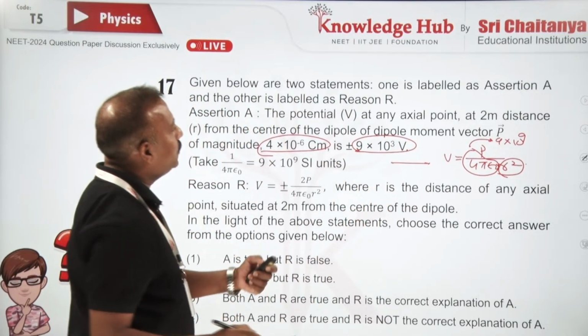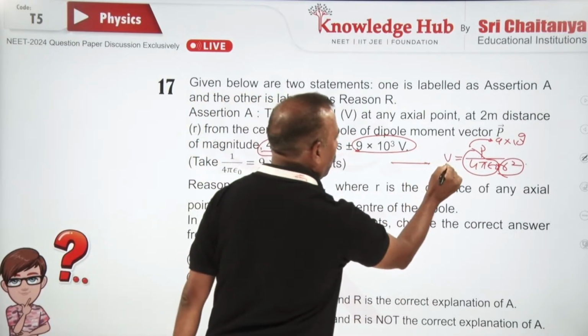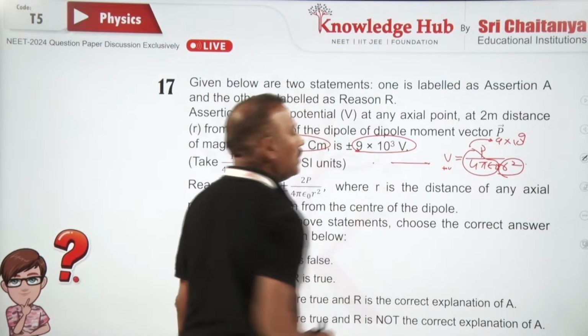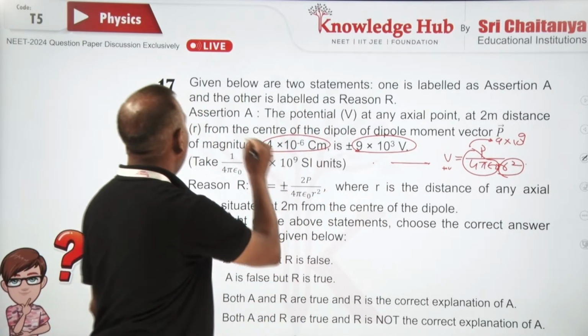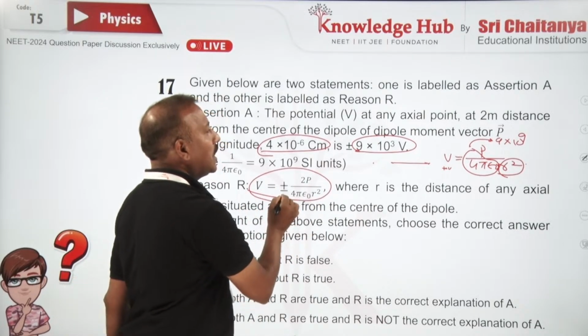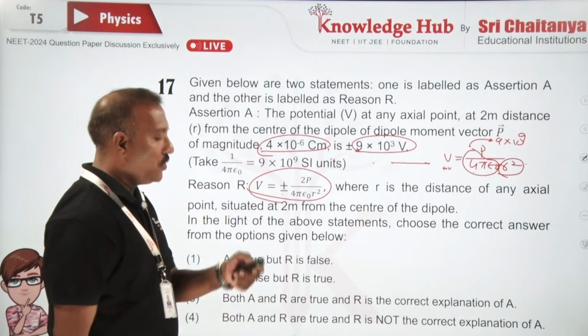Children, observe this carefully. Why is this plus or minus given? Here on one side it will be plus, close to the positive charge, and minus will be on the other side of the dipole. Therefore, the assertion is correct. The reason is wrong obviously because it does not match with the expression for potential due to a dipole.